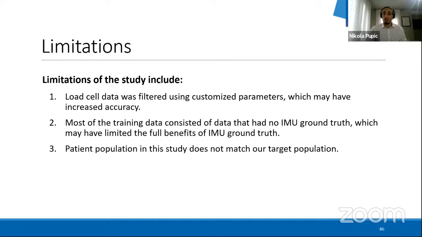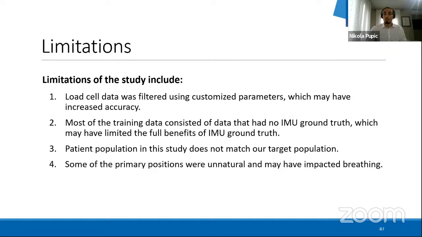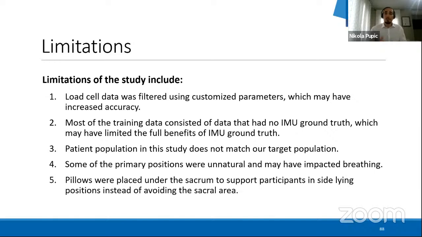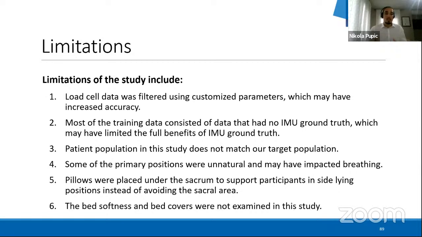The patient population used does not reflect our target population. Certain primary positions were unnatural and may have required conscious effort to maintain them, thus preventing participants from fully relaxing and changing their breathing. Pillows were placed under the sacrum for side-lying positions, resulting in pressure on the sacrum that could have been avoided with alternate placement. And the bed softness and bed covers were not examined in this study.